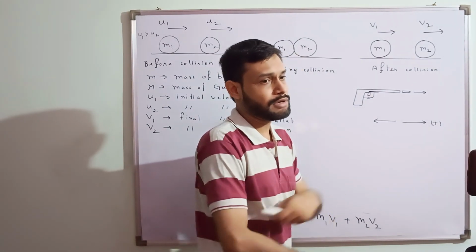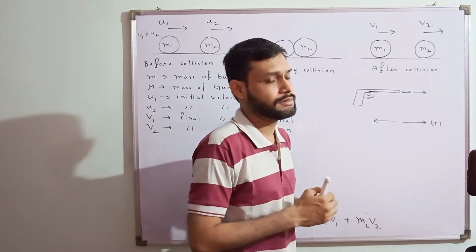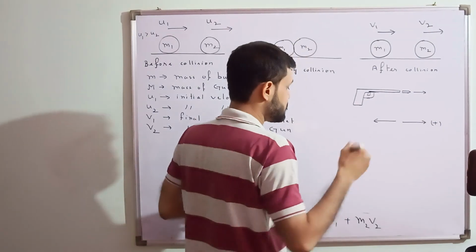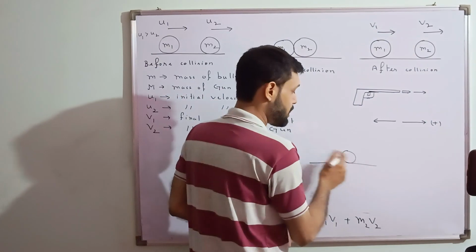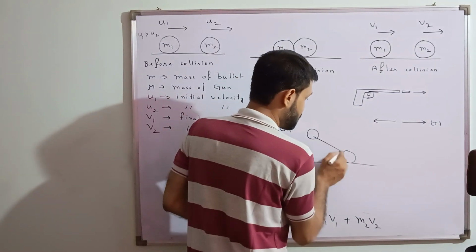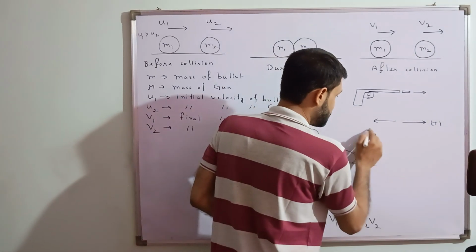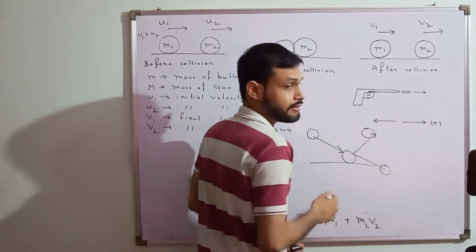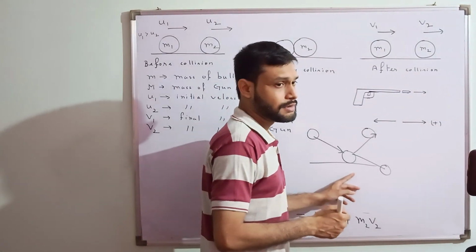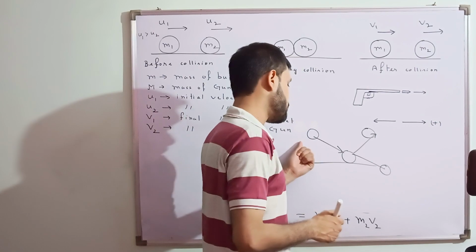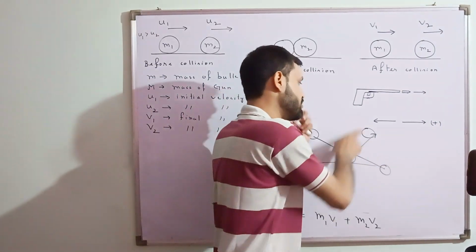But do you think every time the collision will be in one dimension? No. It may happen in two dimensions, it may happen in three dimensions. So if the collision is taking place in two dimensions, I have one object here, another object will come over here and hit it, and then what will happen? This object may move like this and the other object will move like this. This can happen, right?